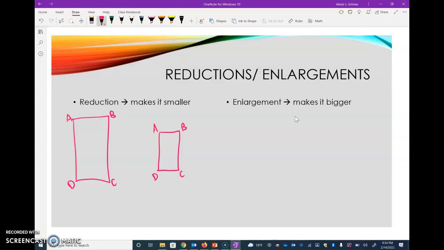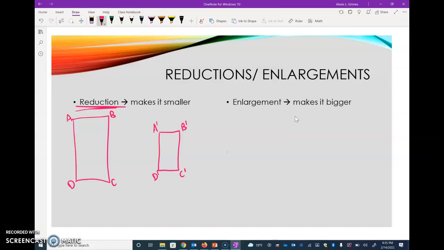And remember, the image, we give it the prime, little dashes. A prime, B prime, C prime, D prime. You can see my original shape is A, B, C, D. A prime, B prime, C prime, D prime is clearly a lot smaller. So that means it's a reduction. So questions will ask you, is this an enlargement or reduction? Make sure you pay attention to which one is the original and which one is the image.